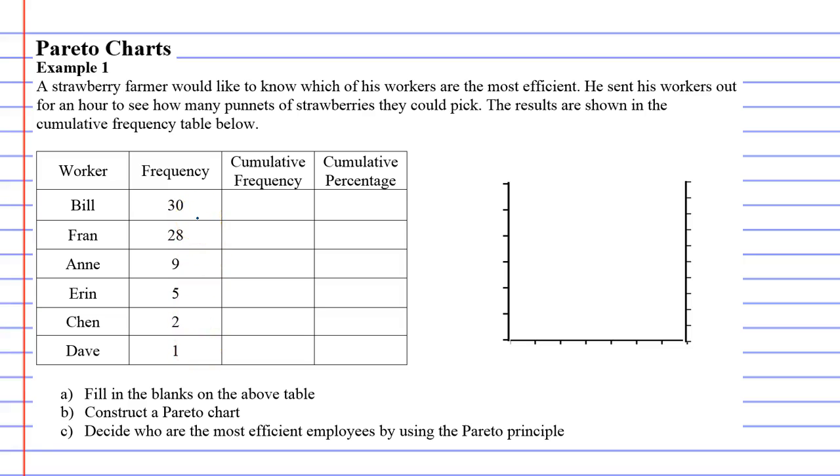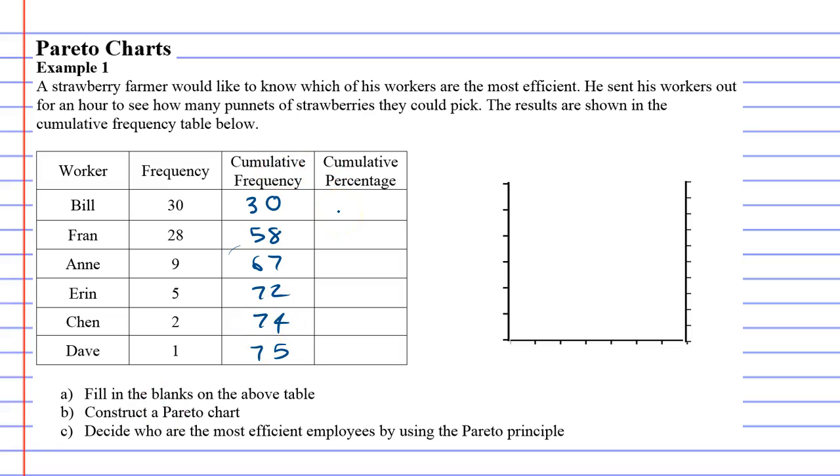Now, let's do what it says in question A. Let's fill in the blanks on the above table. So our cumulative frequency, the first row is the same, and then it accumulates. 30 plus 28 is 58, plus 9 is 67, then 72, 74 when we add the 2, and finally plus 1 makes 75. So this is our cumulative frequency column.